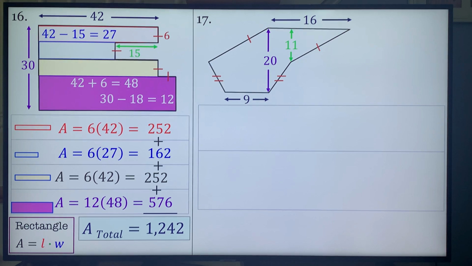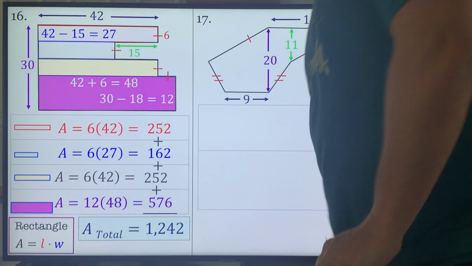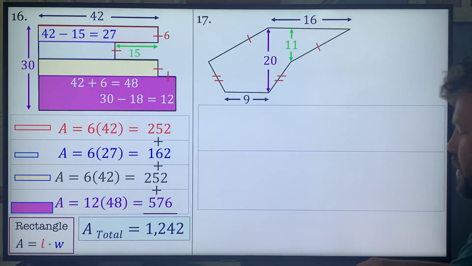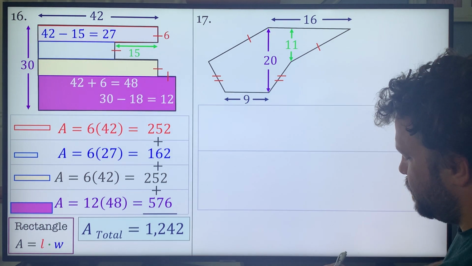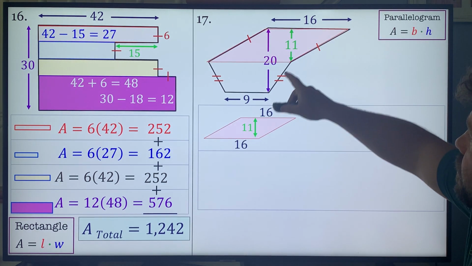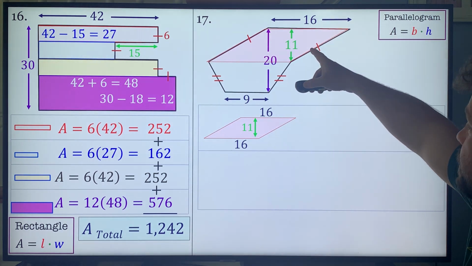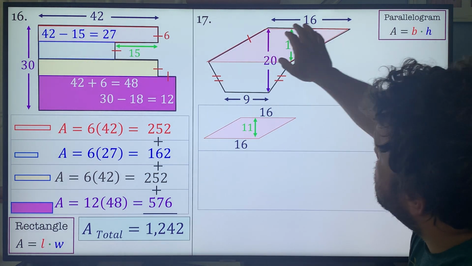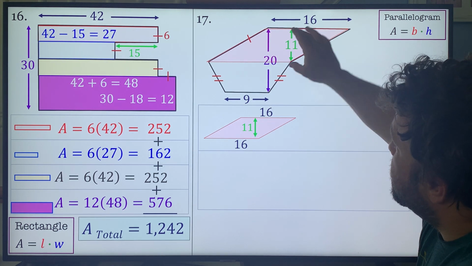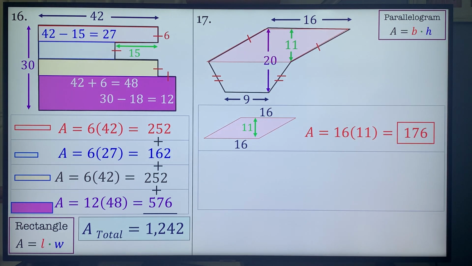All right, 17. You have 3 figures here. All right. First figure. Oh, actually, you can do this with 2 figures. What's that? Parallelogram, right? 16, 16. Height is 11. 16 times 11 is 176.